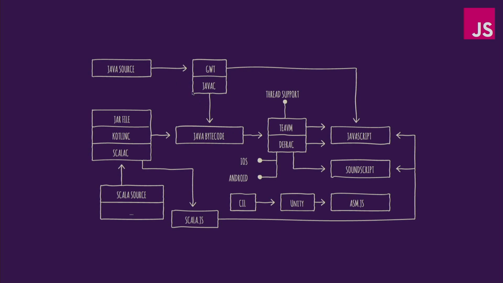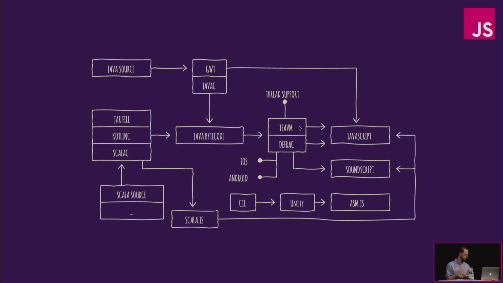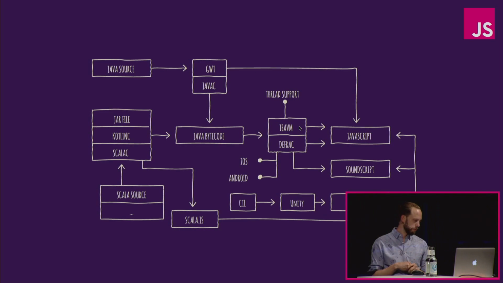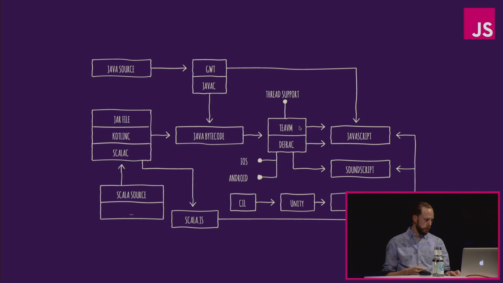There are some other solutions as well. Wit, for instance, takes Java source code. There's Scala.js, which is tied to the Scala compiler. And there's JVM, which is the other project that's also using Java bytecode. And they all have different subtleties. Most of those tools compile directly to JavaScript. Only Unity, for instance, is compiling .NET bytecode, so to say, to asm.js.